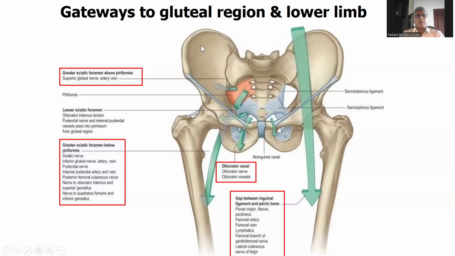Then at the back, there are several gateways again. One important gateway is through the great sciatic foramen. It is divided into two parts, a small upper part and a large lower part. Through the upper part, which is above the piriformis, there is one entry. Then below the piriformis, you get the sciatic nerve and all. Then you have another entry through the lesser sciatic foramen. Mostly structures go into the perineal area. So this is a nice way of putting it to start with.